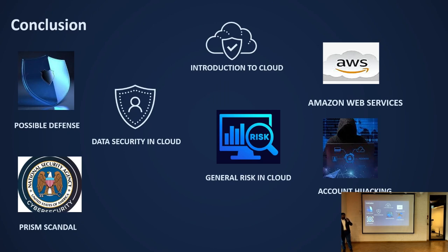So this is the overview of what has been discussed. We started with the introduction to the cloud, then Amazon Web Services, four types of service, then data security in the cloud, then DoS, data integrity, etc. Then the possible defenses, which we discussed, the CSA and the NSA agency, Freedom Standard. And then we discussed account hijacking, how an account can be hijacked by an attacker who can get entire access to the data.